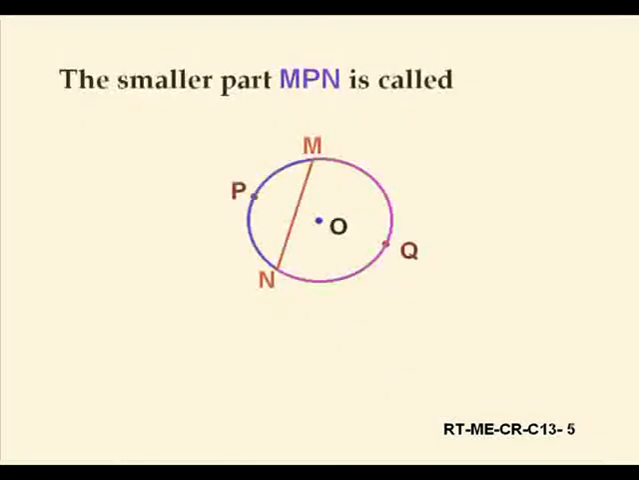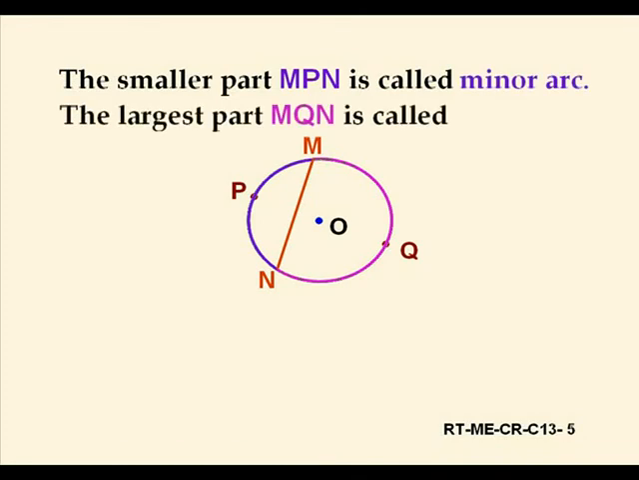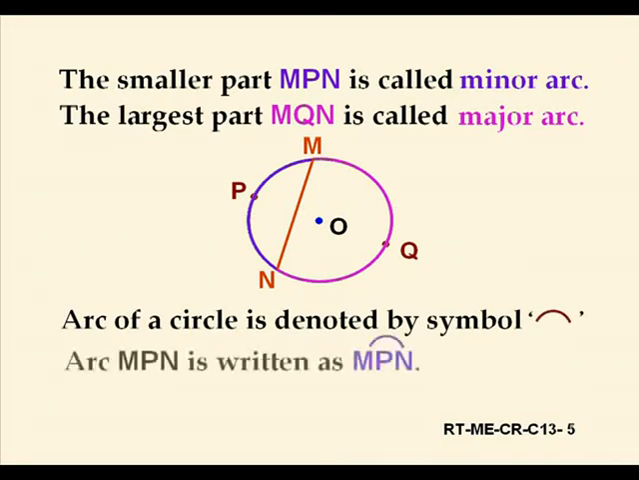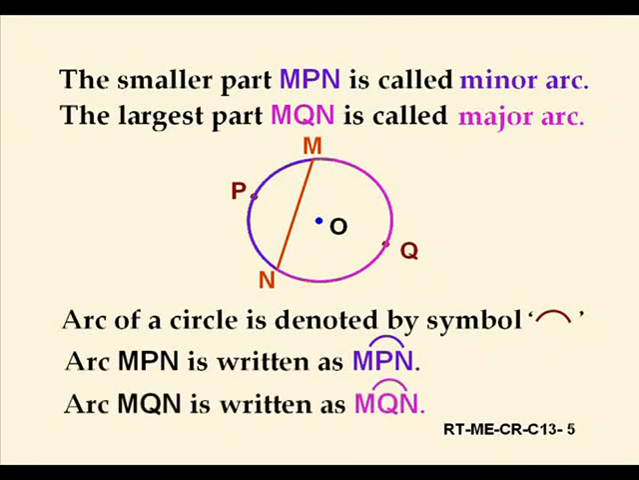The smaller part MPN is called minor arc. The larger part MQN is called major arc. Arc of a circle is denoted by this symbol, arc. Arc MPN is written as arc MPN. Arc MQN is written as arc MQN.